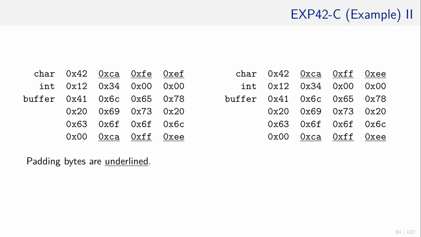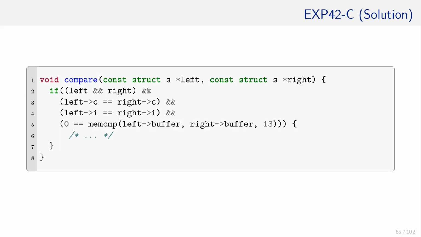This shows how the structure could be stored, including the padding fields, which are underlined. As you can see, despite the elements in the structures all being the same, the padding fields are not. Hence, a byte-wise memory comparison will return that both structures are different in this case. Therefore, an element-wise comparison is required. There is no such shortcut.